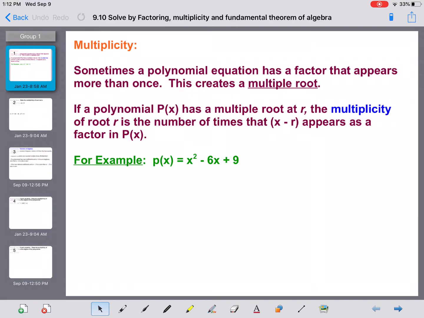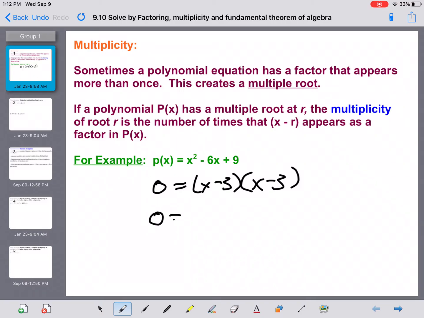So if an answer appears 2 or 3 times, that's going to have a multiplicity of 2 or 3 depending on the problem. So looking at this example, if we were to solve this p of x equals x squared minus 6x plus 9, we can factor that to say x minus 3 and x minus 3. And so you can see per the textbook equation up top that that factor appears twice. So you can either use this and say that there's a multiplicity of 2.